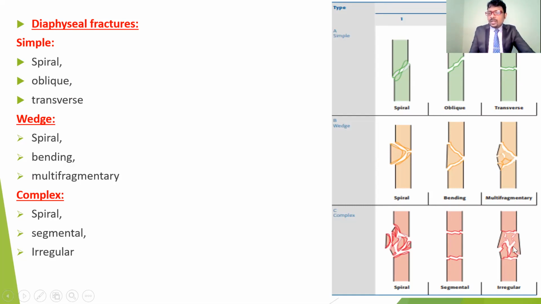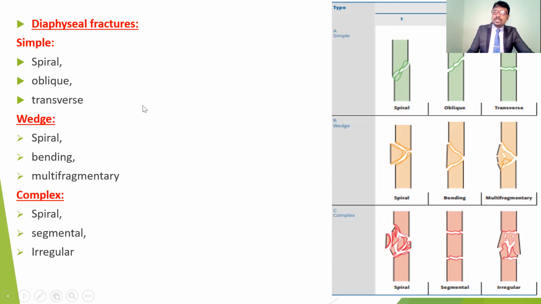And also the irregular one, it's not regular. So that means it's going to give multiple fractures. So these are all complex fractures. This type of fracture is going to give so many complications, such as delayed healing, malunion, non-union. Sometimes there may be a chance of getting avascular necrosis, or of getting this type of complex fracture. So these are some of the classifications of Muller's classification.